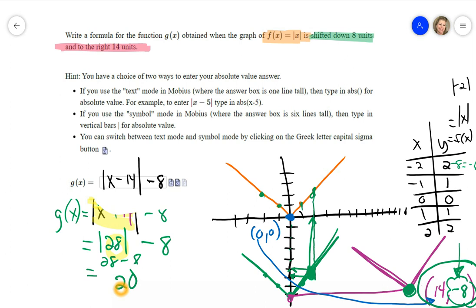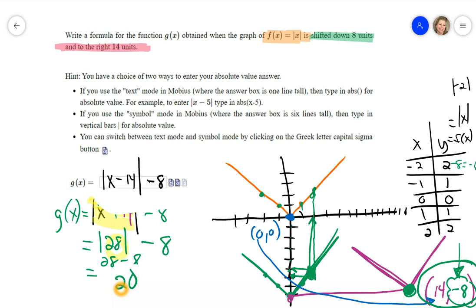When you're shifting up or down, you just add to go up and subtract to go down. Easy peasy. And that goes on the outside of the absolute value. When you're shifting left or right, you actually put that inside the absolute value, because you're moving along the x-axis, so it has to go with the x. And then you do the opposite of what it's saying. If you're going to the right, you would subtract the number. If you're going to the left, you would add the number.